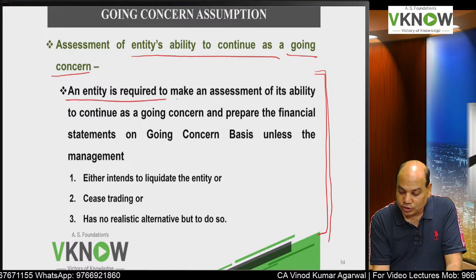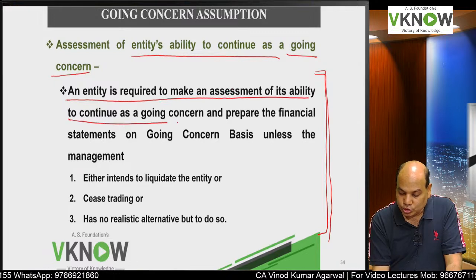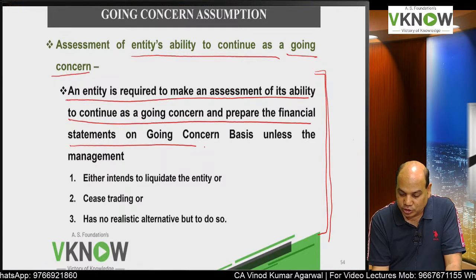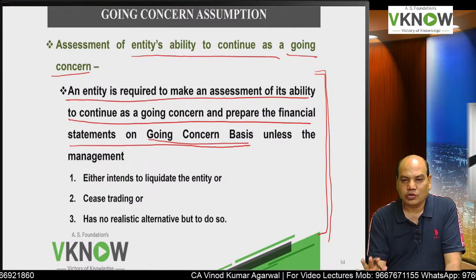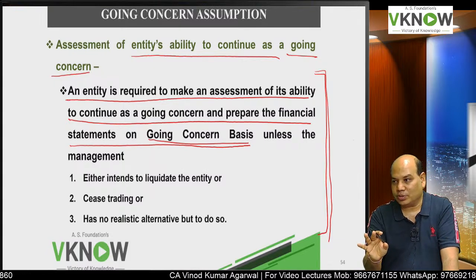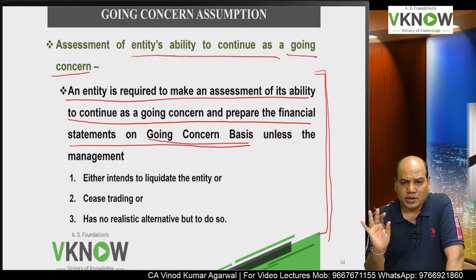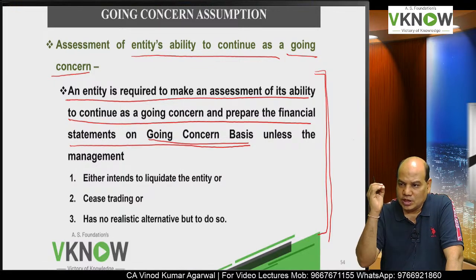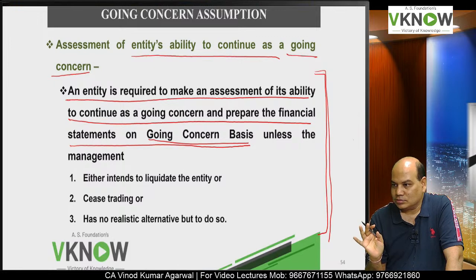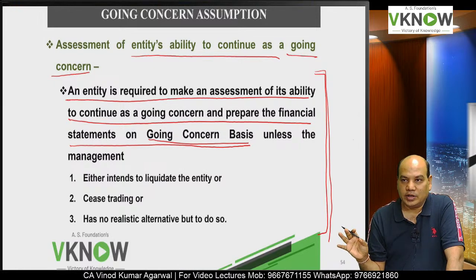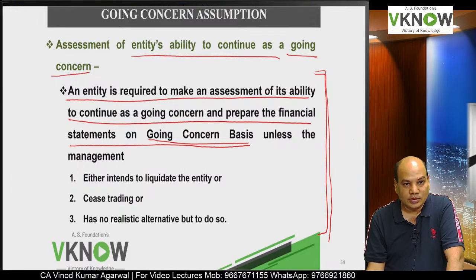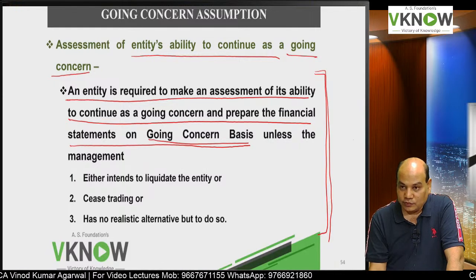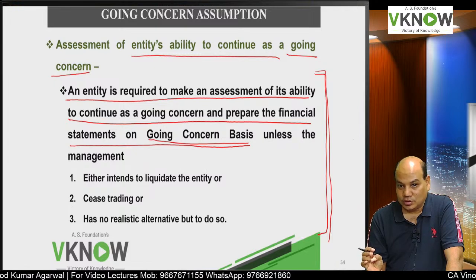An entity is required to make an assessment of its ability to continue as a going concern and prepare the financial statement on a going concern basis. So usually this is what companies do. As long as they don't find any problem with the company, they prepare financial statement on going concern. Sometimes this idea also does not come to their mind. If you are doing audit of ITC and if you say, sir, have you checked going concern? They will say, next year we will change the auditor. But if you are doing audit of Jet Airways, you can raise this question.